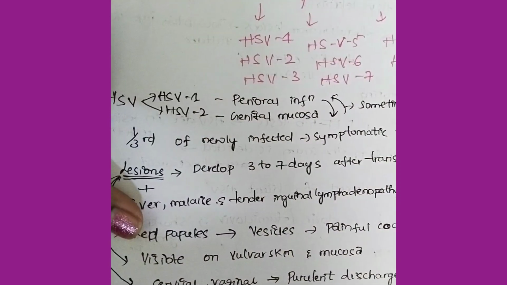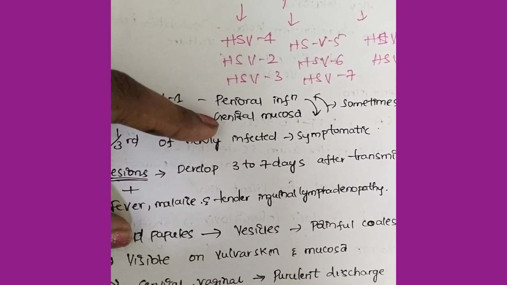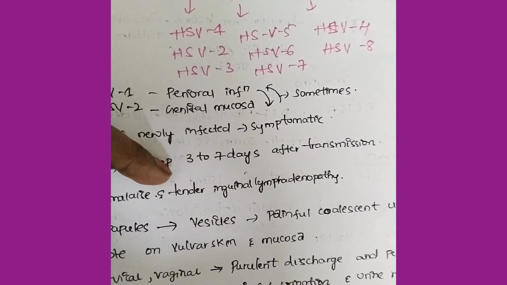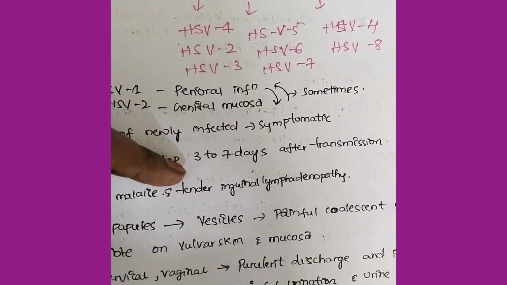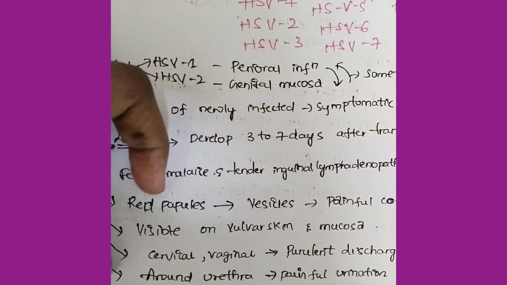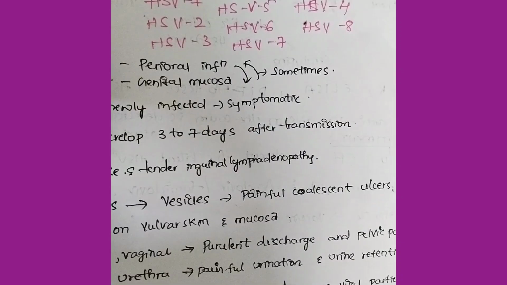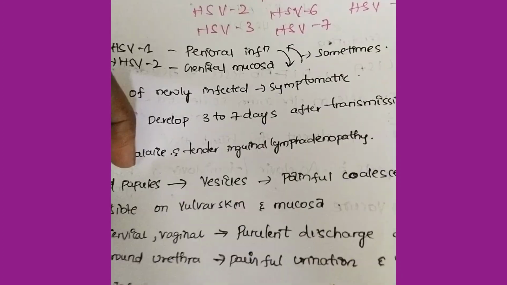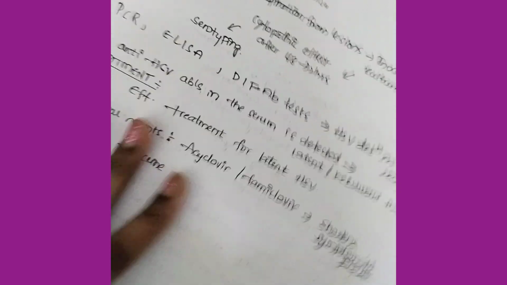Sometimes this acute infection migrates into the lumbosacral ganglia, which may turn into a latent infection, and this will persist throughout life. Recurrent infections occur in patients with decreased immune function, who are immunocompromised individuals. We'll continue further.